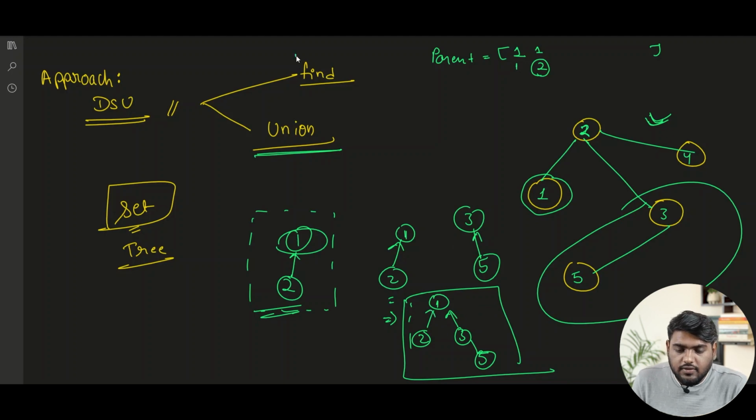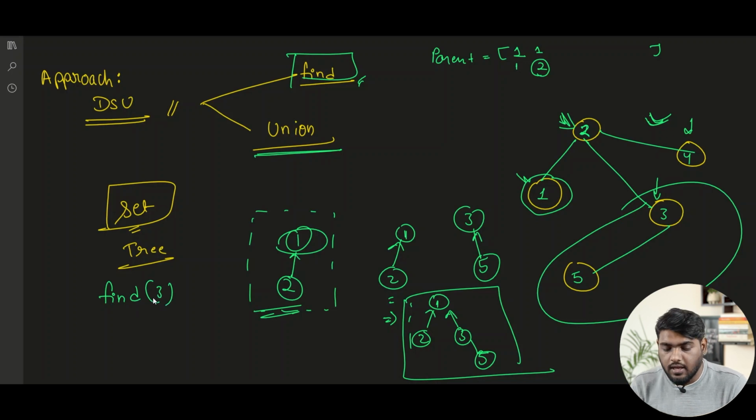And what is the meaning of this find function? It will tell of which set that node is belonging to, or what parent does it have. So if I say find 3 here, what is going to be the answer? After this union, what is going to be the answer? The answer will be 1. That means 3 will be storing 1, 5 will be storing 3.